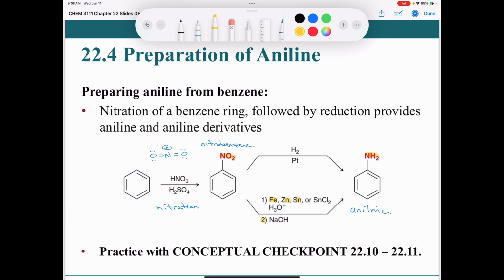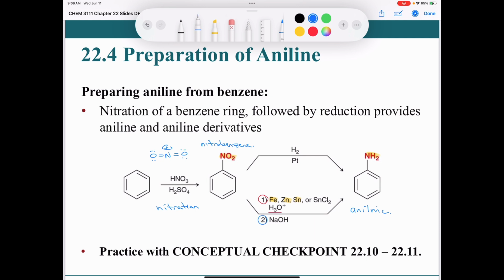Now, if you're wondering why do you need sodium hydroxide in the second step, it's because after the first step, okay, since you're in aqueous acid, you wouldn't get aniline. What you would end up with would be an anilinium ion, which would be this here, NH3 plus. And so you need the sodium hydroxide to deprotonate and give you the free base. So I'm just going to delete the anilinium ion. But anyhow, so that's why we have the sodium hydroxide in the second step.